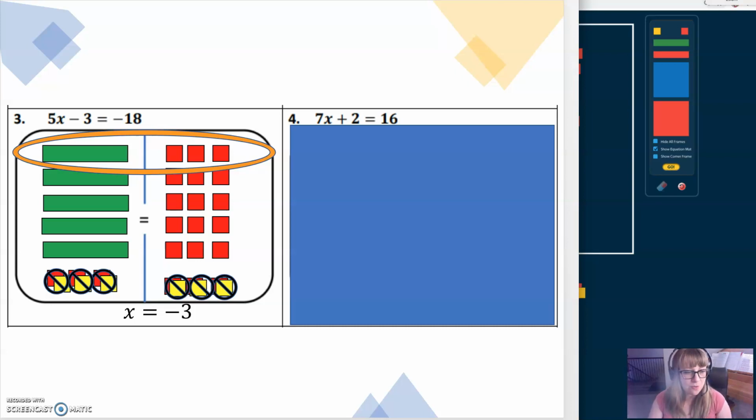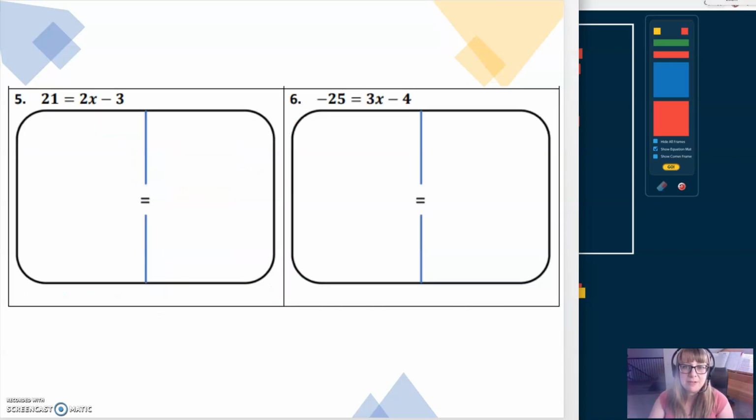So pause the video and do number 4, and then we're going to come back together and look at number 5, which is also pretty similar to number 3. That way you can see one more solved this way. So pause the video and set up your algebra tiles.